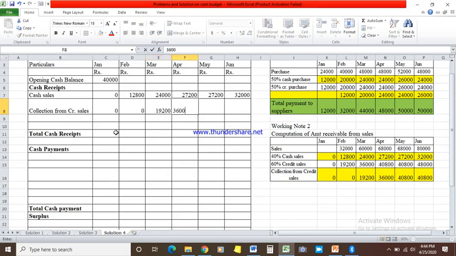March 19,200, 36,000, 40,800, 40,800. Now when we come to the cash payments, for payment to suppliers I'll just take directly the green shaded figures because it is a total of both cash purchase and credit purchase considering the credit period. So 12,000 we pay in the month of January, 32,000, 44, 48, 50, 50. So these working notes information is already captured in our cash budget.